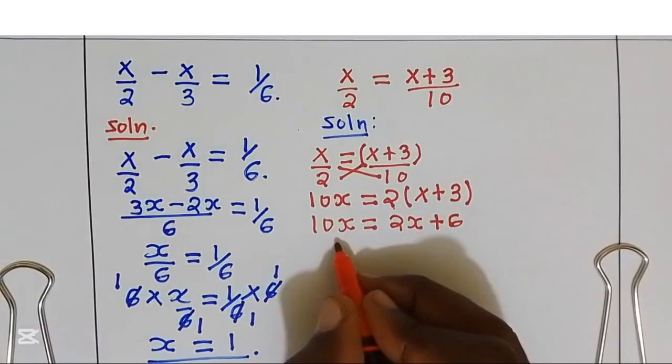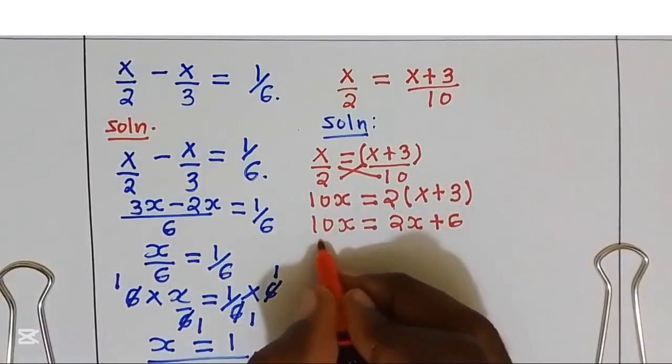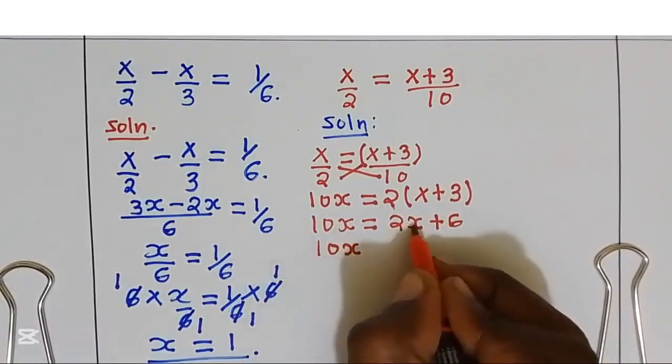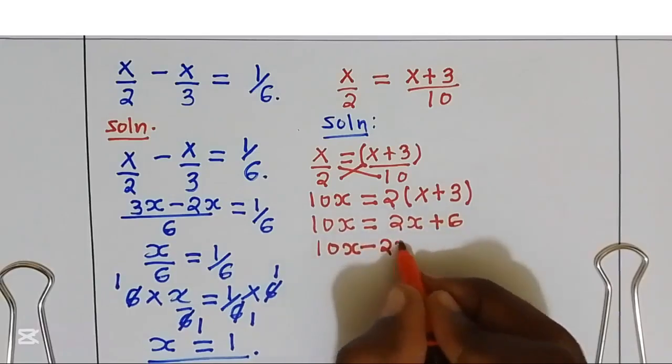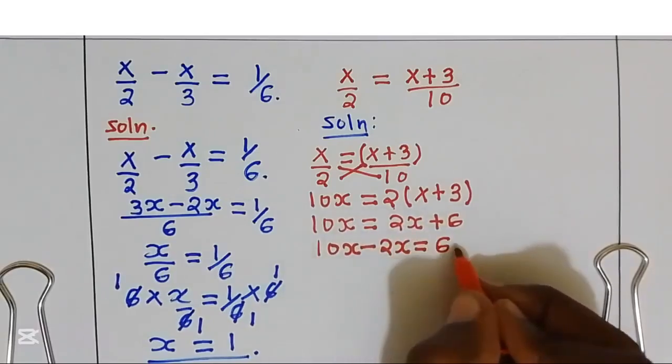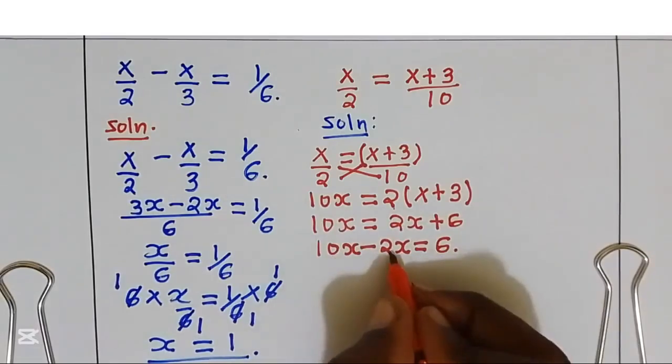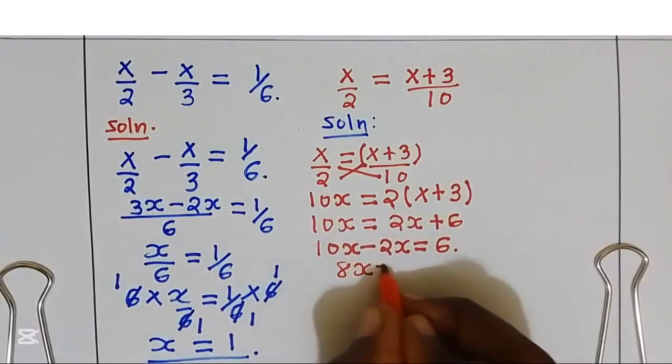I'm going to collect all variables on the left-hand side. That is going to be 10x. I'll shift 2x to the left, that is going to be take away 2x. This is equal to 6. 10x take away 2x, we get 8x. This is equal to 6.